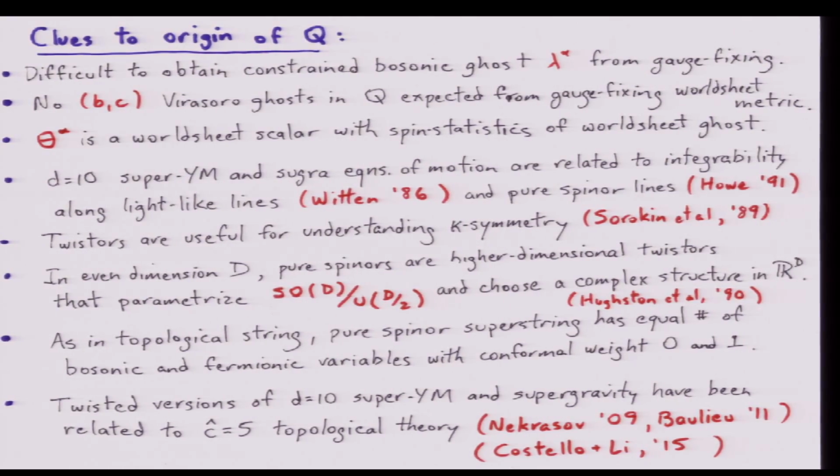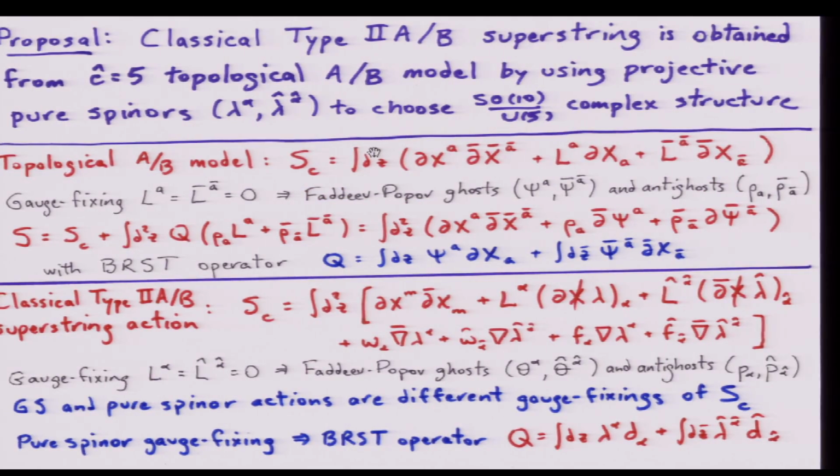And furthermore, twisted versions of d equals 10 super Yang-Mills and supergravity have been recently related to c hat equals 5 topological theories, by these people. So all of these ideas will come together in this proposal for the origin of Q. So the proposal is, suppose you start with c hat equals 5 topological A or B model. That, of course, requires a choice of the complex structure. So SO(10)/U(5) is this choice, and that's precisely what the pure spinors do. They choose an SO(10)/U(5).